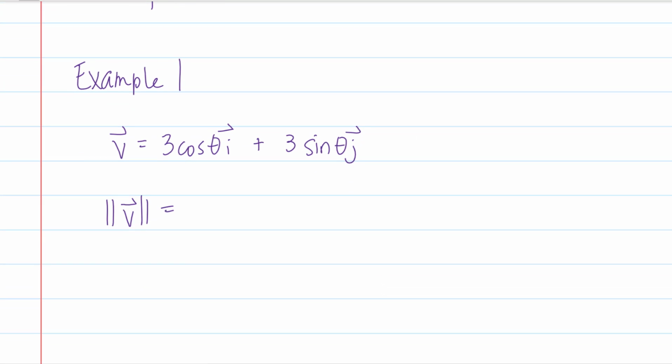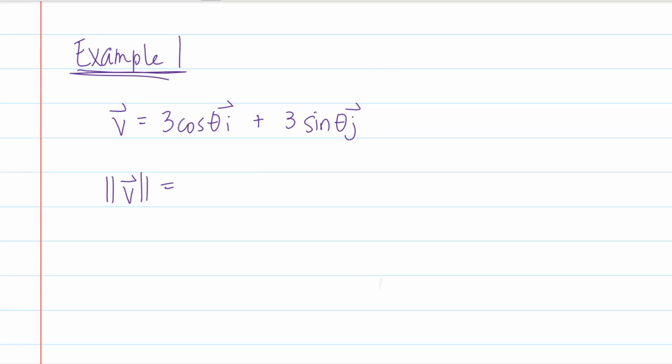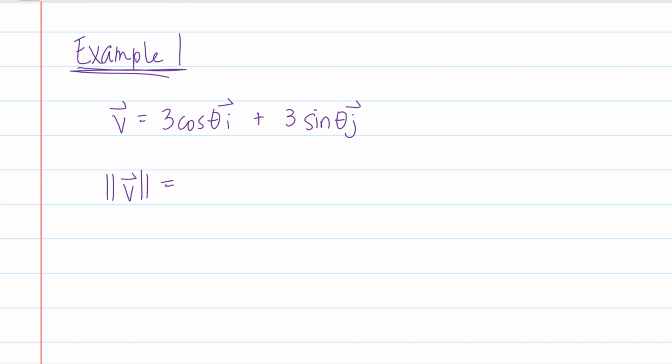All right, so here's an example of what they might ask us to do with this cosine and sine idea built in. So the first thing that I want you to think about here is if I have a vector v described as 3 cosine theta in the i direction and 3 sine theta in the j direction, what would that make the magnitude of v?